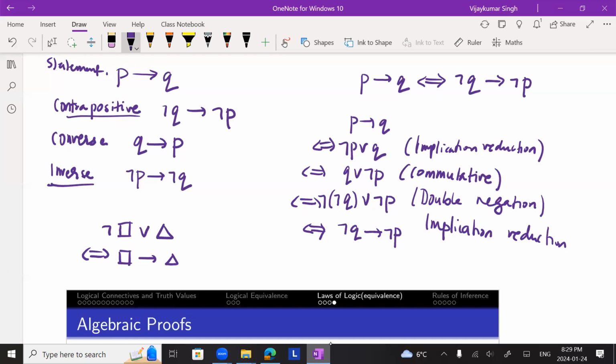What about the converse and inverse? Are they equivalent? What do you think? The answer is of course yes.